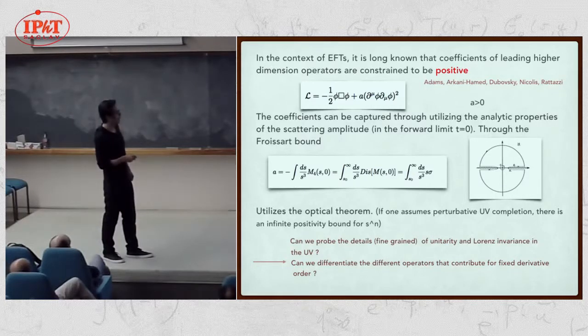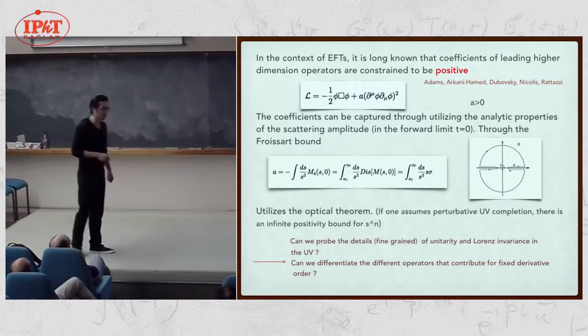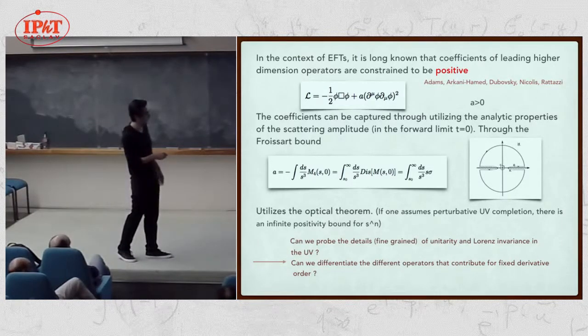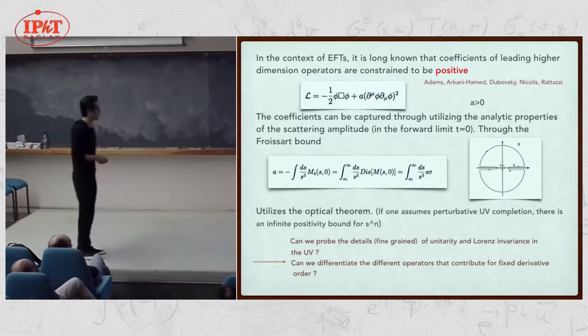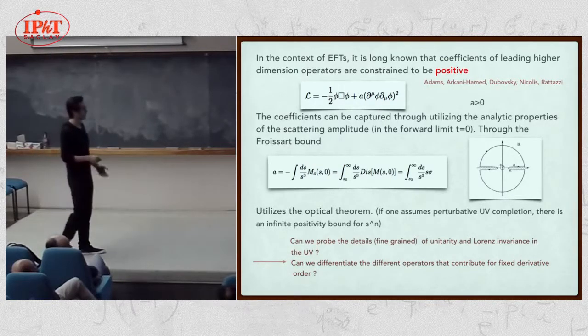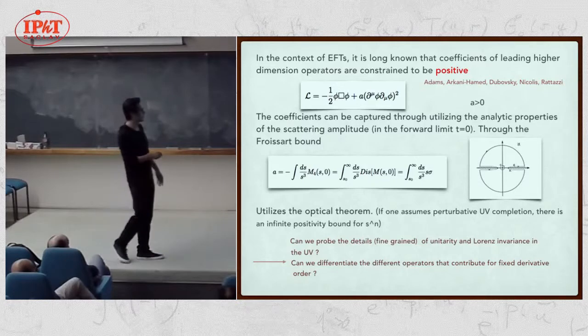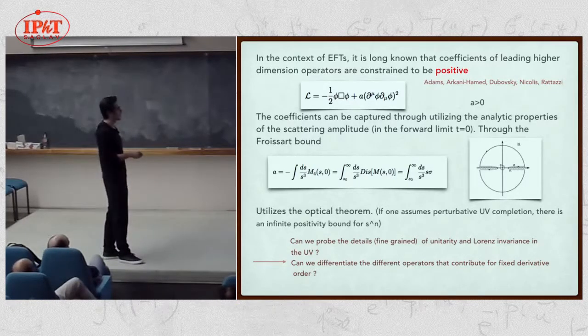And actually, if you assume that your UV completion is perturbative, in the sense that you can suppress the massless branch cut, then you can have a large number of positivity bounds for each order in the derivative expansion in the forward limit. So in this context, we can also ask the following question. Can we probe the details of unitarity and Lorentz invariance in the UV?